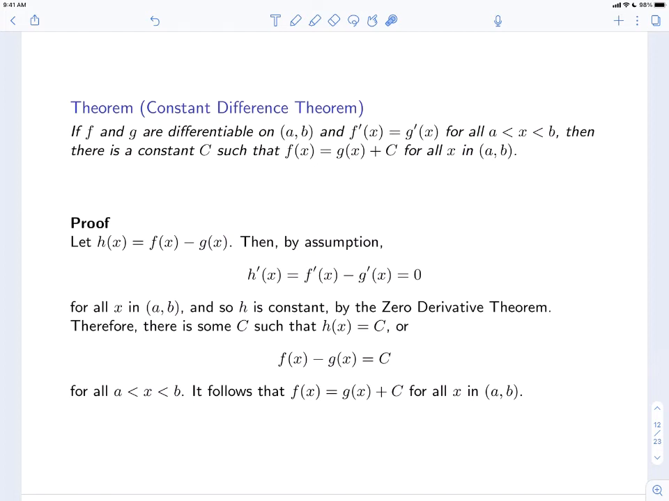Well, by the zero derivative theorem, that tells us that h is constant. So there's some c such that h at x is equal to c for every x. But what was h? h was the difference between f and g. So f minus g is equal to some constant for any x. And so then you just add g of x to both sides, and then you have f of x is equal to g of x plus c for all x in the interval from a to b.